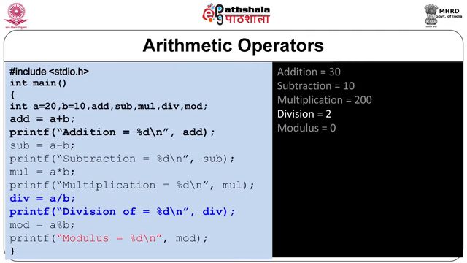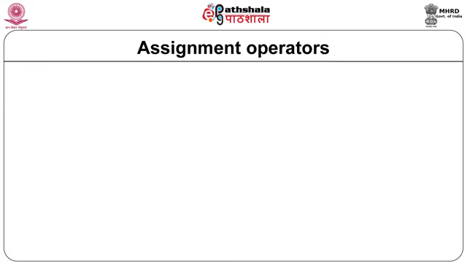So your value of A is 20, B is 10, so division is 2, and that result is considered as an integer, and therefore your result is division 2, that is in integer form. Similarly for modulus, A percent B, 20 divided by 10, you do not have any remainder, therefore result is 0, so modulus 0.